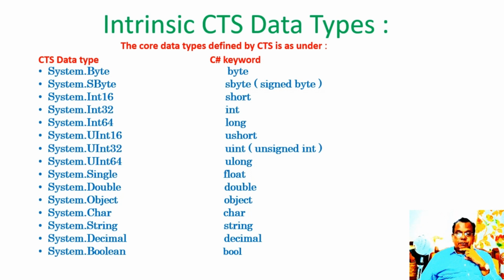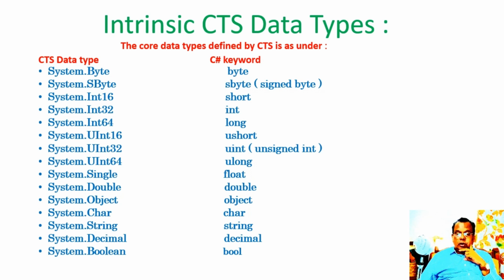System.Byte, B capital. Its C sharp keyword is byte, all lowercase letters. System.SByte, that is signed byte. Next, System.Int16, that is actually short. We are familiar with short. Then System.Int32. Most of the time we are using this data type. System.Int32 is our int, simply int.